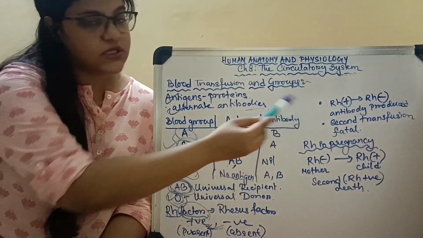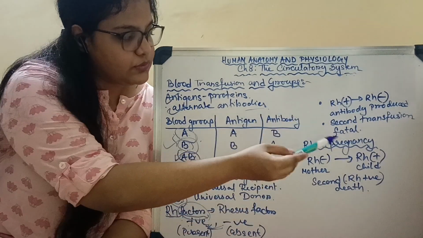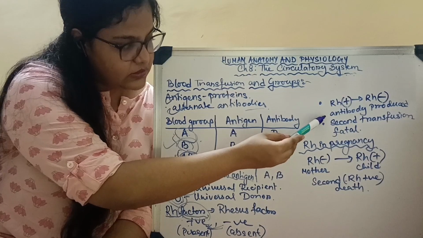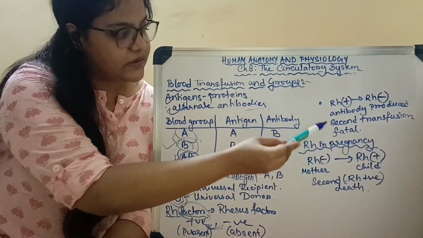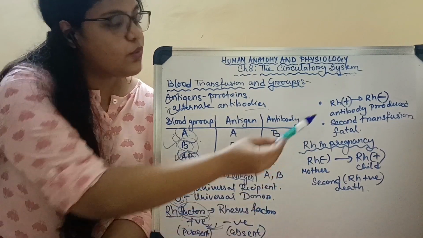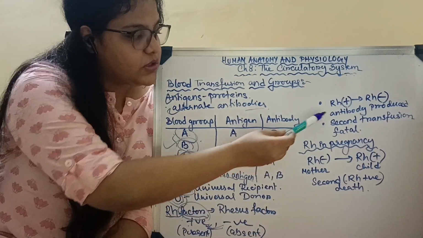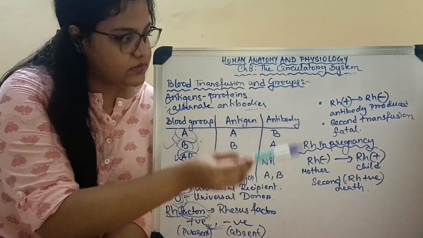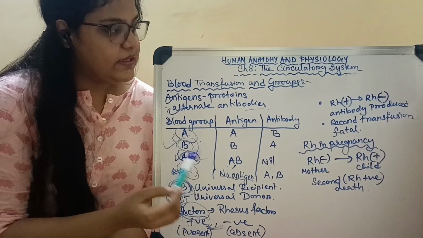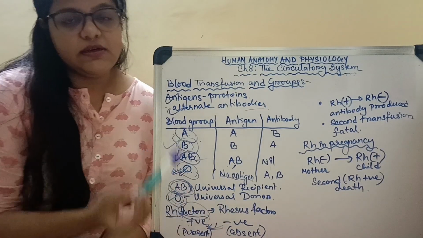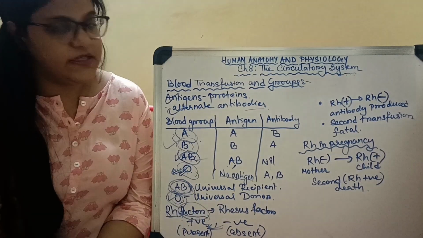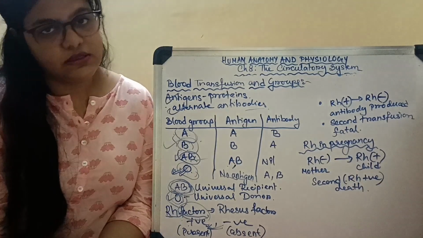they will think that it is their enemy, right? So what they will do is that they will clot the blood of that Rh positive one. In that case, it can lead to fatal conditions, even death.